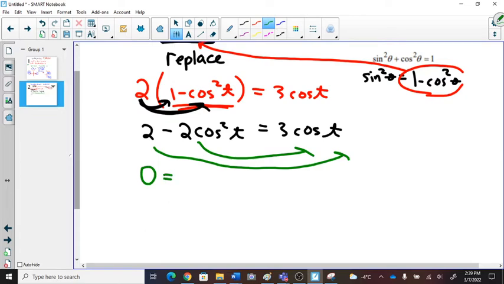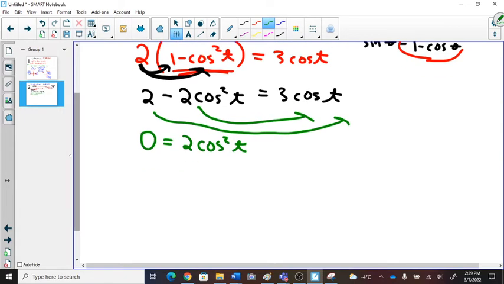So 0 equals, okay, be careful with signs now. Remember what you're moving. So if I move, this would be positive 2 cos squared. Okay, I left this alone, so it's plus 3 cos t. I didn't move it, so it's just positive and stays. And then the number 2 is getting moved, so make sure your signs are good. Okay?